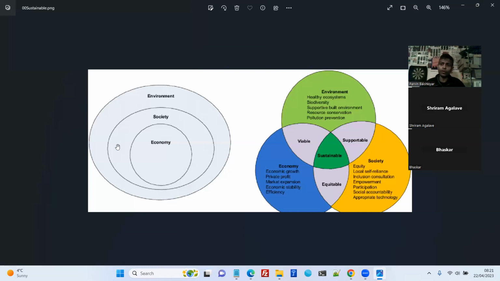If you take a top-down approach, you will always make profit, because you use zero. So what does environment mean? Healthy ecosystem, biodiversity, supporting built environment, resource conservation, pollution prevention.